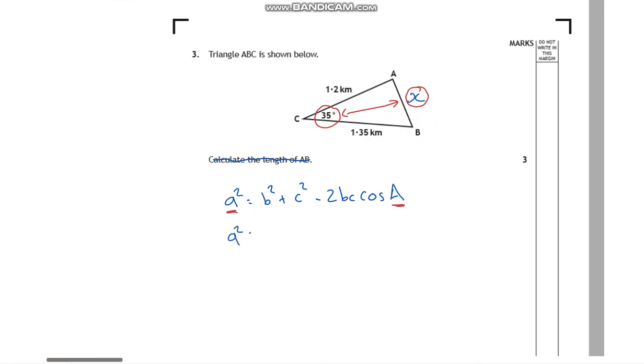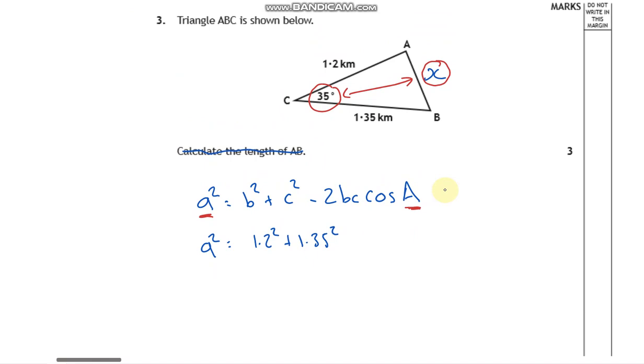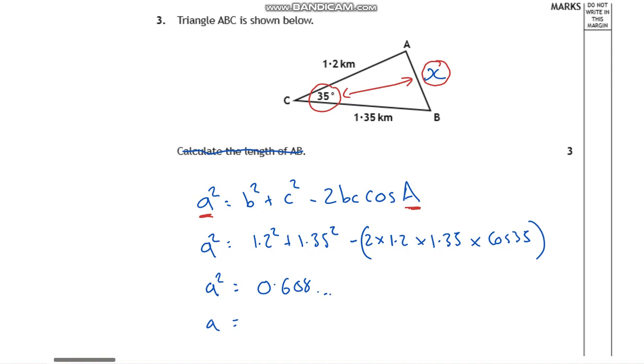So a squared, I'm going to call it 1.2 squared plus 1.35 squared. I'm just going to zoom in a bit. I think it's easier to write when I'm zoomed in. Take away 2 times 1.2 times 1.35 times cos of 35. And I'll just put that in a little bracket as well. Okay. So that's going to come out, a squared is going to come out as 0.608. And my a is going to come out as 0.78.